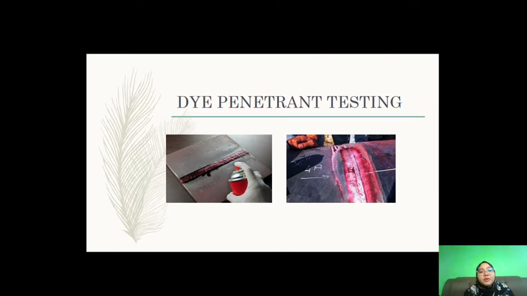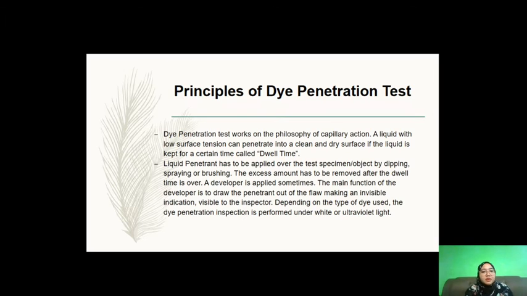Okay, we start with the first method. It is dye penetration testing. Principle of dye penetration testing. Dye penetration tests work on the philosophy of capillary action. A liquid with low surface tension can penetrate into a clean and dry surface if the liquid is kept for a certain time called dwell time.